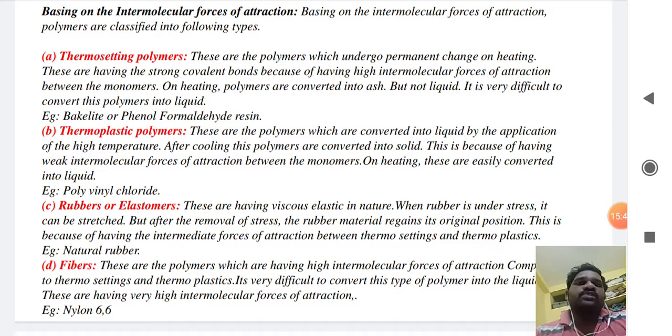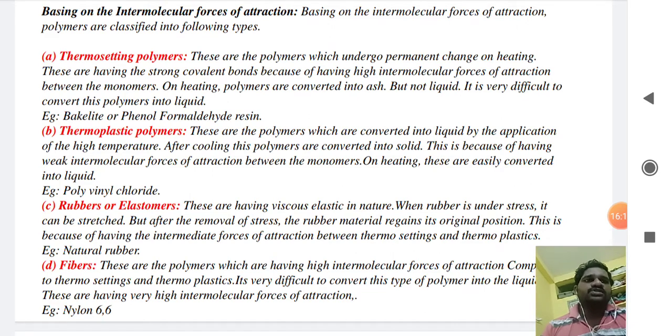The best example of rubbers or elastomers is natural rubber. And the fourth variety of polymer is called fibers. As compared to thermosetting polymers, thermoplastic polymers and rubbers and elastomers, fibers have more strength because of the strong hydrogen bonding between them. These polymers have covalent bonds, and along with the covalent bond there is the presence of hydrogen bonding. So these polymers have high strength. The best example is nylon 6,6.